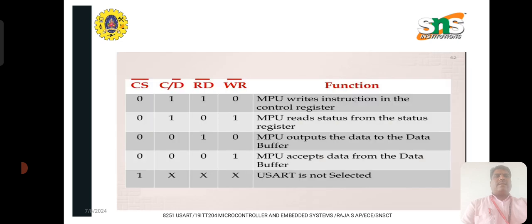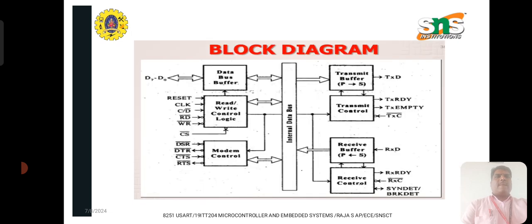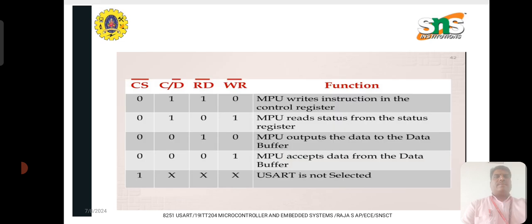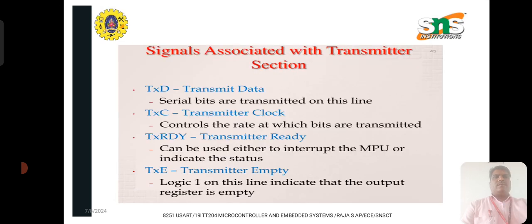If you see this figure, the top right-hand side pin is TXD, followed by TXRDY, followed by TXEMPTY, followed by TXC bar. Now we will discuss them individually. TXD is the transmit data. Its serial bits are transmitted on this line.